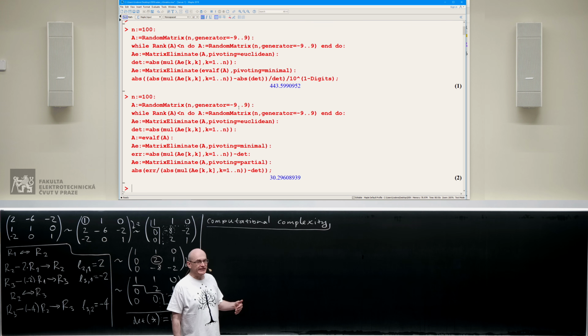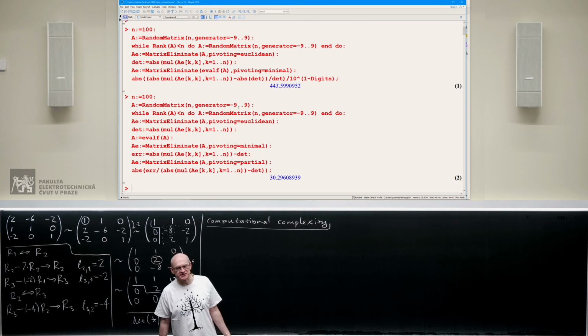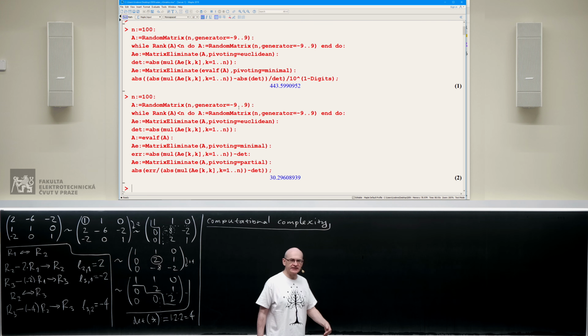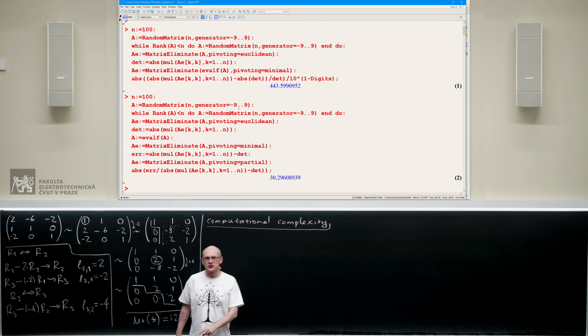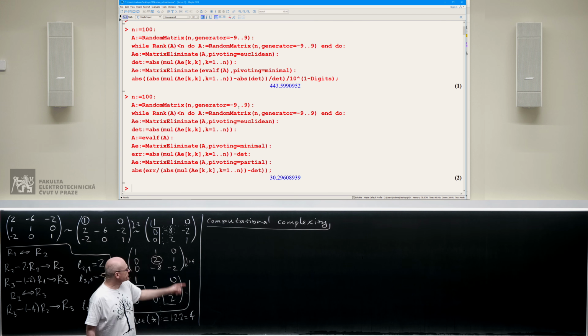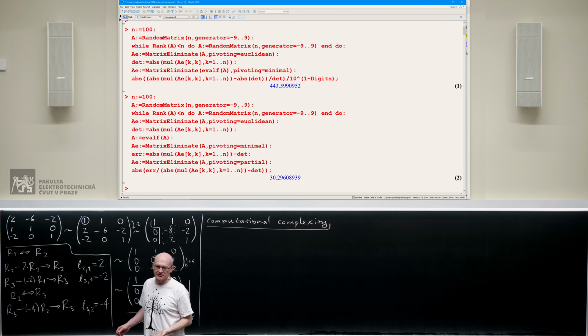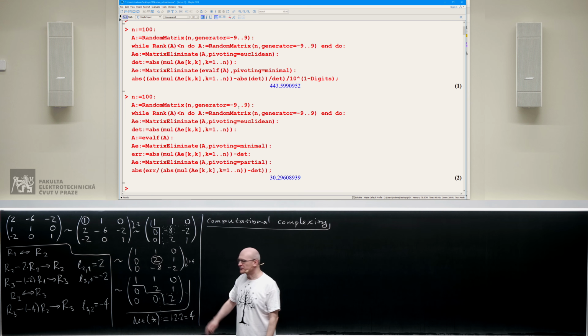Here we go. When you start the program and you are interested in how long it will take for the program to finish, then in numerical analysis, typically the most important factor is the number of algebraic operations that you have to perform. And in the scientific language, this is called computational complexity of an algorithm. So what is the computational complexity of elimination? How many basic algebraic operations do I have to perform to get from the original matrix to the triangular form?